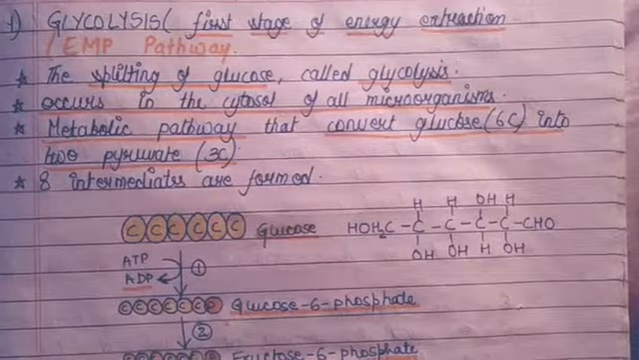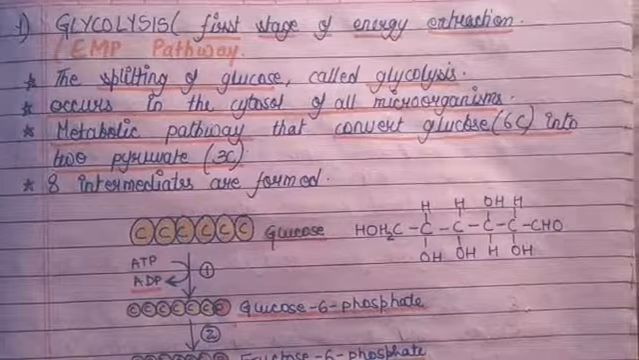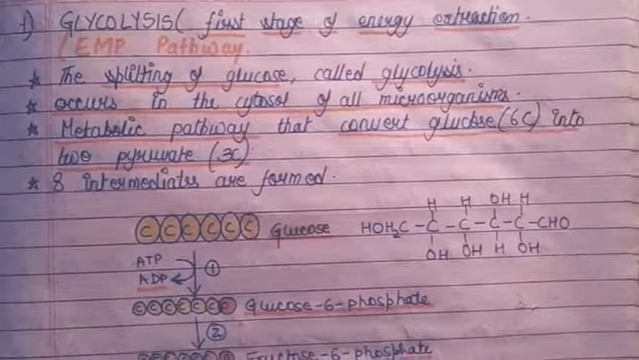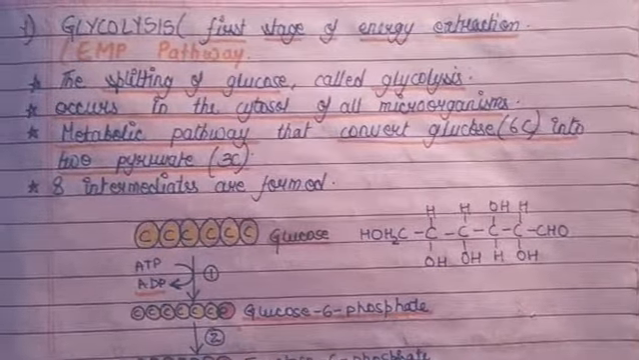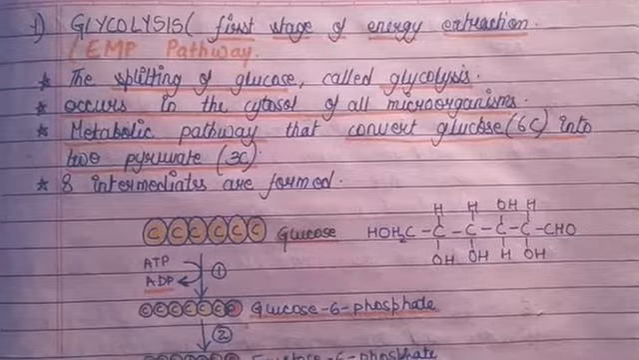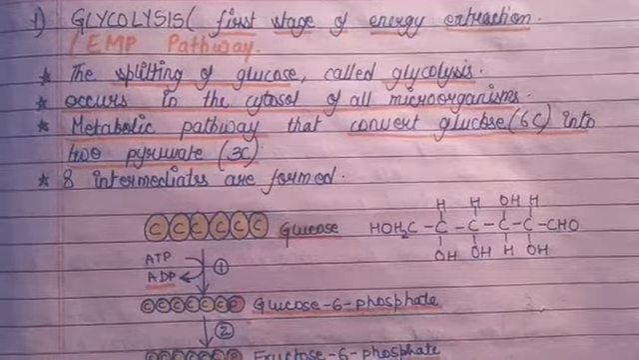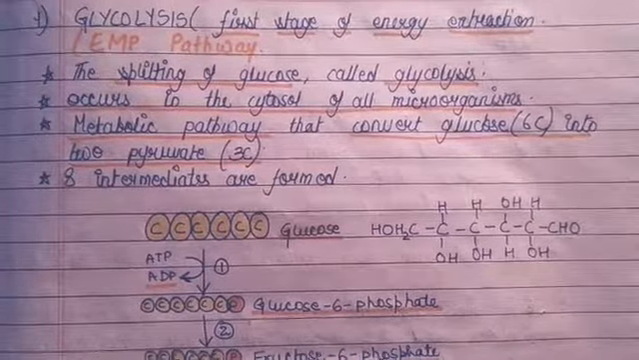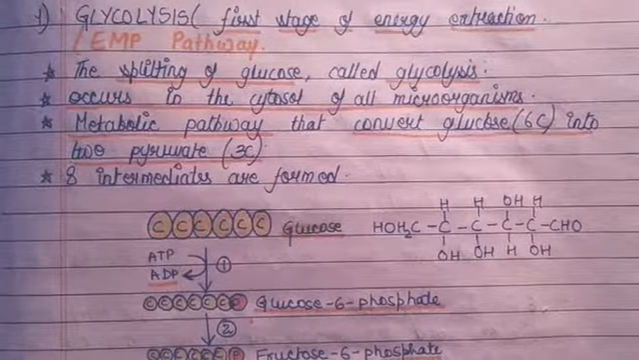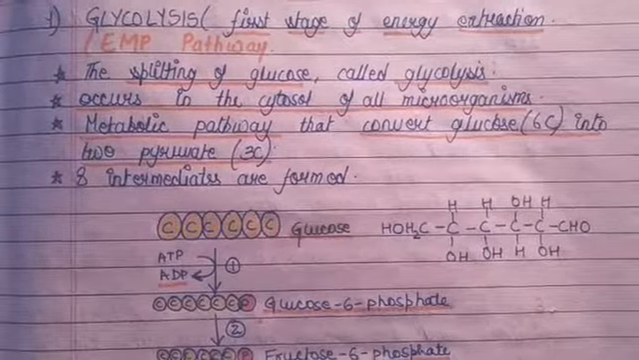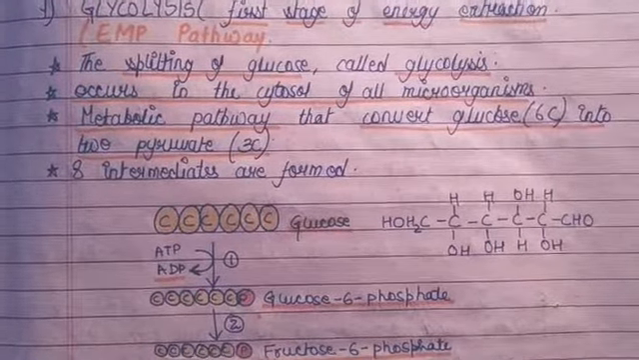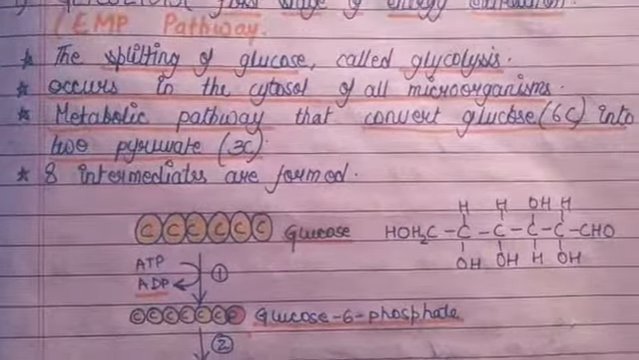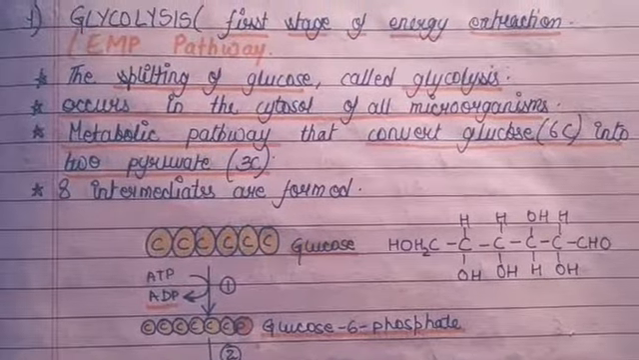Glycolysis. What is glycolysis? It is the first stage of extraction of energy, that is the ATP energy. It is also known as the EMP pathway, Embden-Meyerhof-Parnas pathway, named after the scientists. The splitting of glucose is called glycolysis. The splitting of glucose occurs into pyruvate, and it occurs in the cytosol of microorganisms.